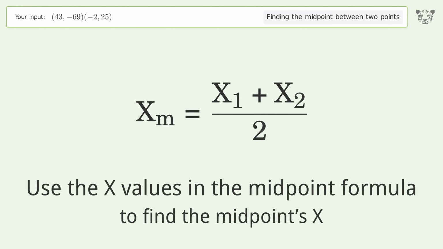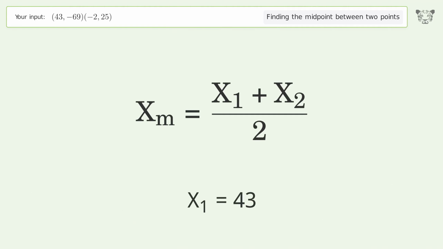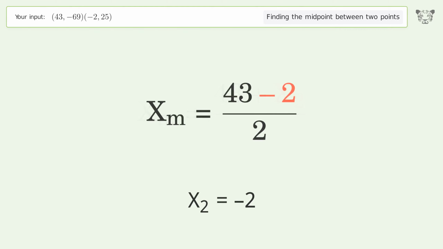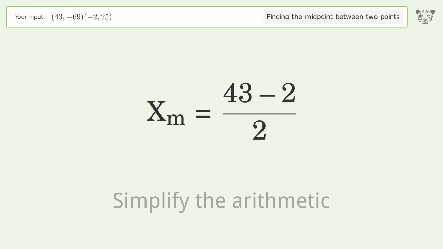Use the x values in the midpoint formula to find the midpoint's x. x1 equals 43. x2 equals negative 2. Simplify the arithmetic.